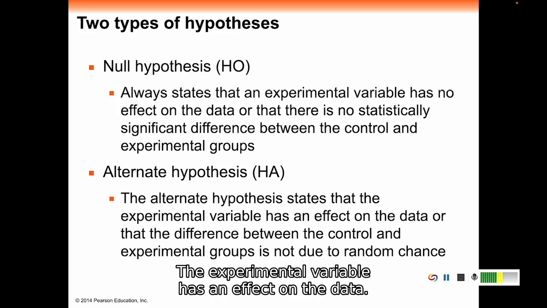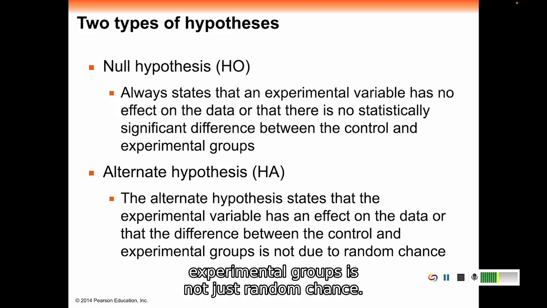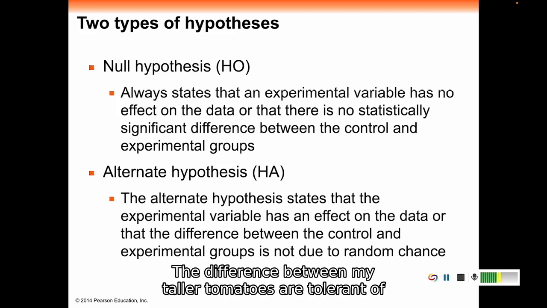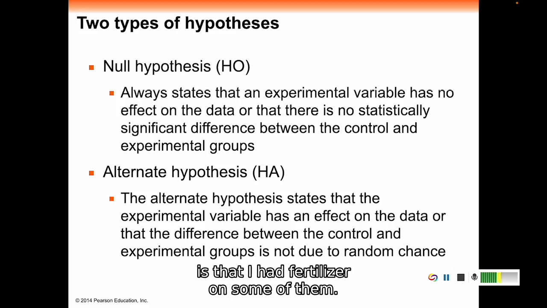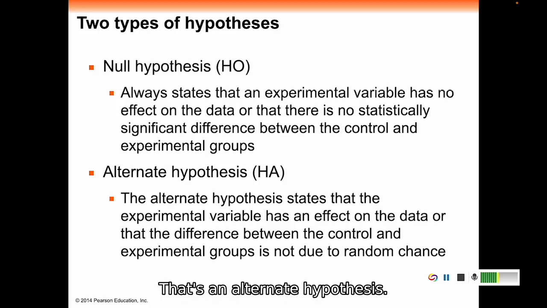The experimental variable has an effect on the data. So the difference between my control and experimental groups is not just random chance. The difference between my taller tomato plants and smaller tomato plants is that I had fertilizer on some of them. That's an alternate hypothesis.